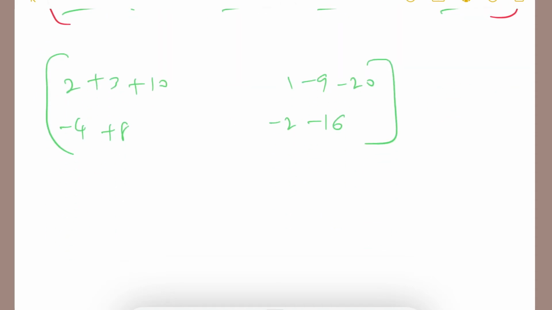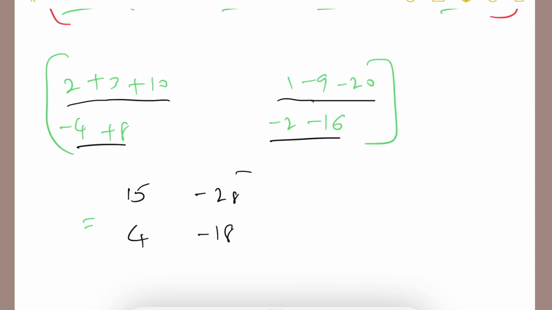Let us simplify this further. 2 plus 3, 5, 5 plus 10, 15. Minus 20, minus 9, minus 29, minus 29 plus 8, minus 21. Minus 4 plus 8, 4. Minus 2, minus 16, minus 18. Okay, this is the value of B transpose into A transpose.